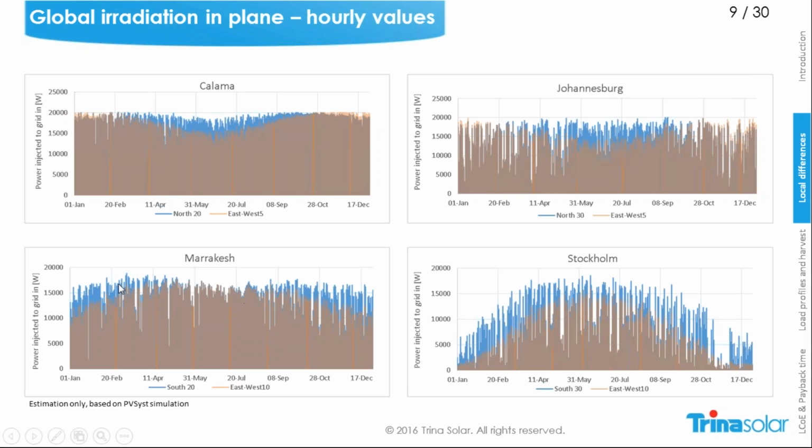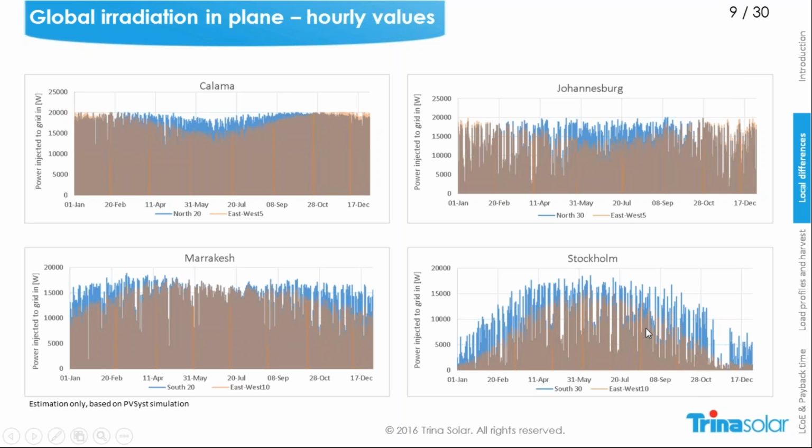Then if you now take a look at Marrakesh, here you can already see that during summer there's more or less no difference between a south-orientated system and an east-west system, and then during winter you see there are clear benefits from a south orientation. That means in Marrakesh, for example, if you're after the highest energy yield, it's better to go with a tracker or with a south-oriented system instead of an east-west system. Only if you say, okay, I have limited land or limited space, then it's better to go with an east-west to have the maximum capacity on the given area.